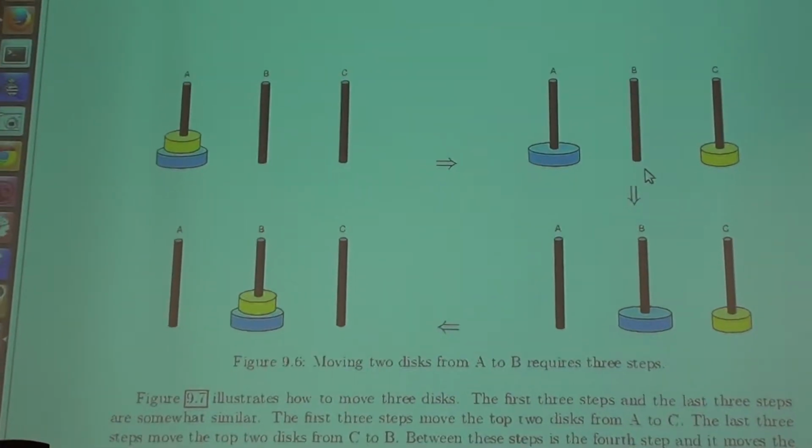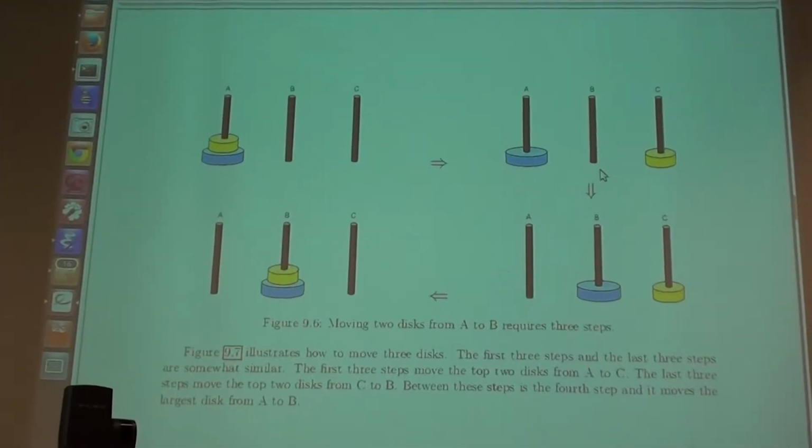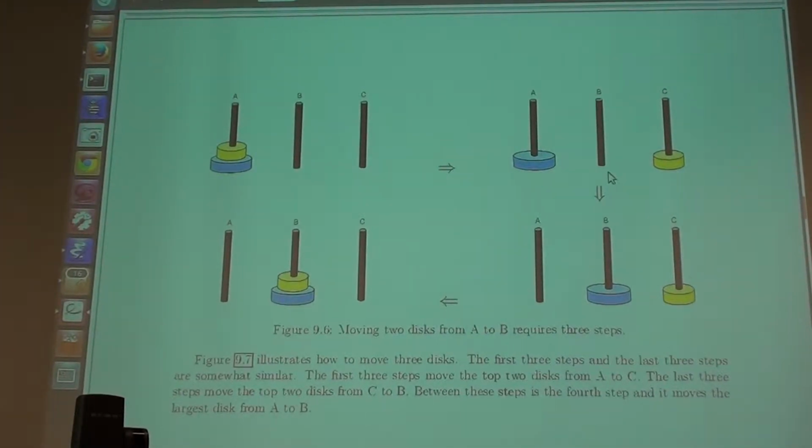You cannot put the bigger one above the smaller one. So if you move the yellow one, the smaller one, from A to B, then where does the big one go?